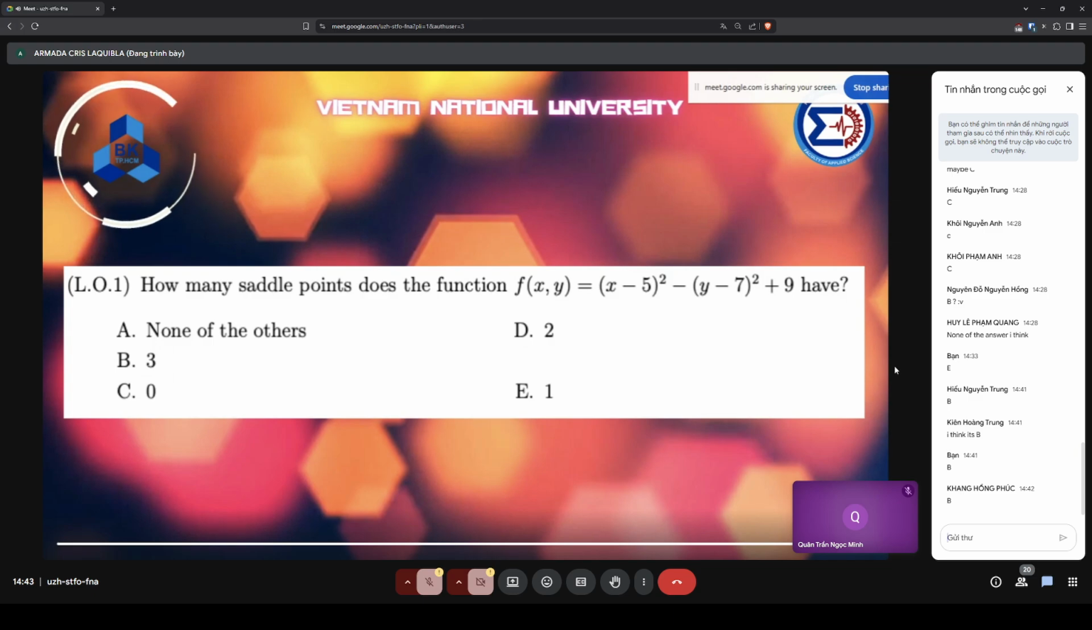Again, what to do there? Get the fx, get the fy, then equate that to 0. Solve the value of your x and y. If you have too many exponents like squared, cubed, you have too many answers.